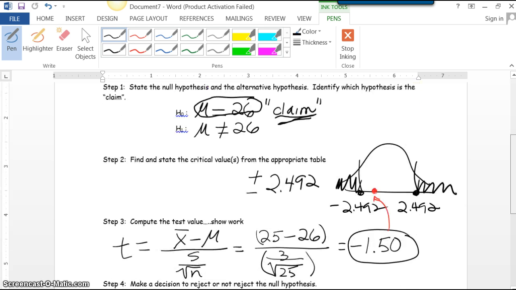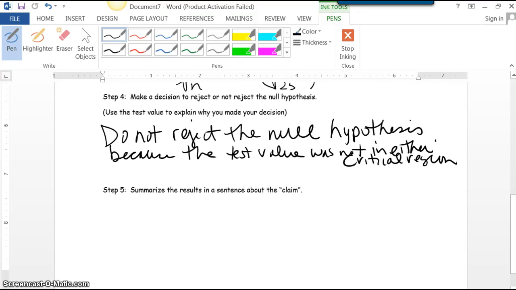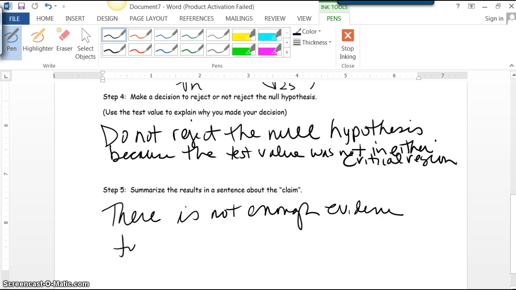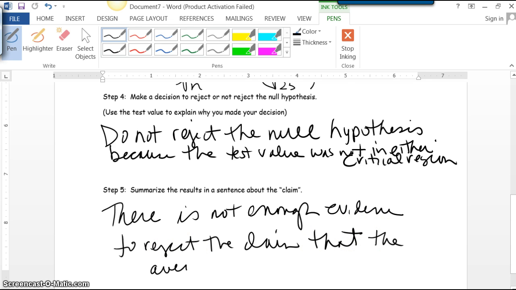So in the last step, your sentence is a little murky, but you just say something like, there is not enough evidence to reject the claim that the average age is 26. But don't write that you've proved that the average age is 26. You haven't really done that. You've just shown that there's not enough evidence to say it's not 26.